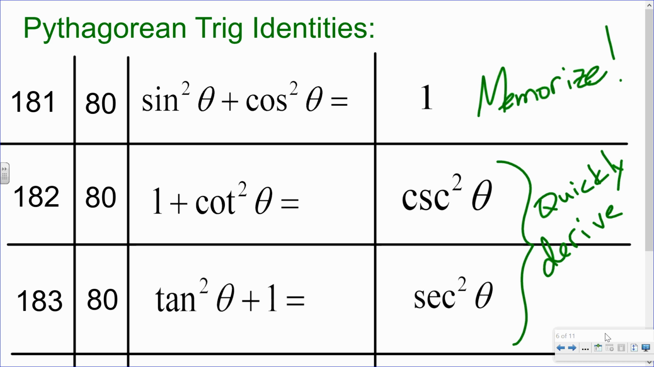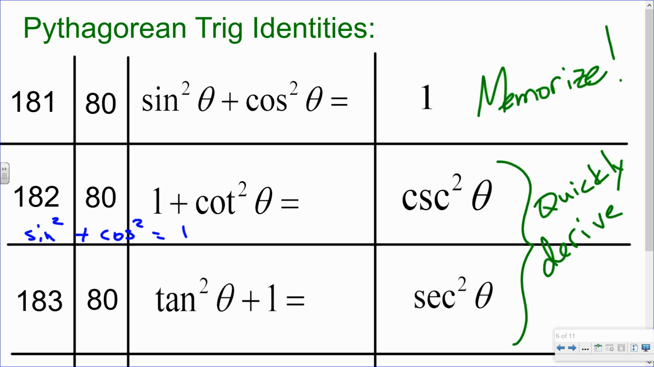Now, I say quickly derive these last two. By that, I do not mean on a test you have to go through what we just did with proving it. On a test, you're going to have your one that you memorize, and as soon as you get to a problem that has any one of these trig things squared, in a corner of your test paper, you're going to do your scratch work. Sine squared plus cosine squared is 1. I don't care if you've got arguments in that scratch work in the corner or not. In the real problem, yes.